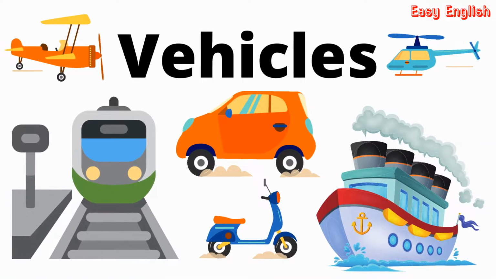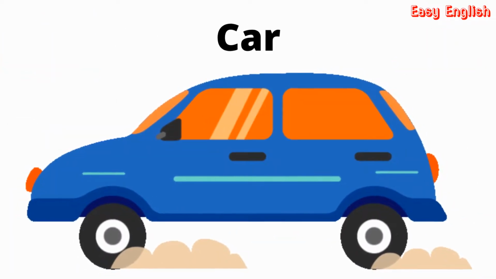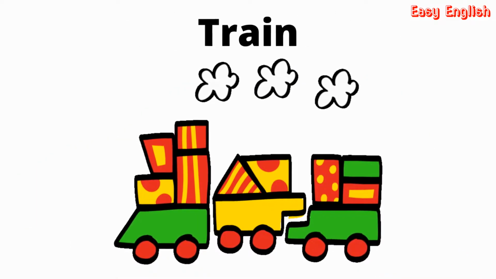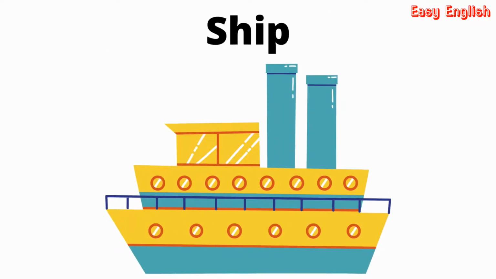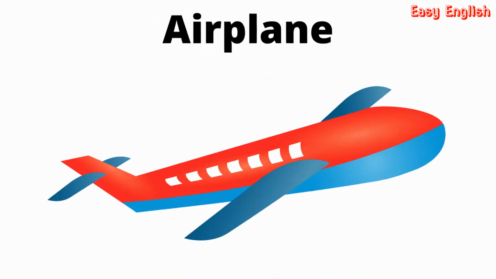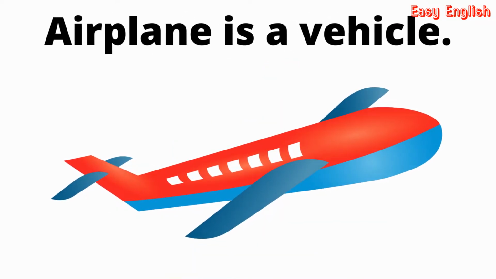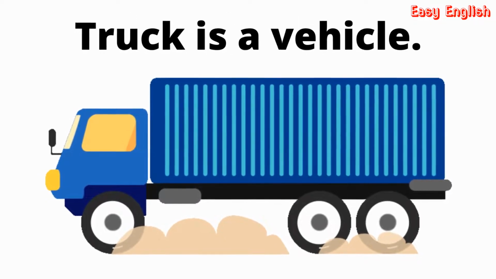Vehicles. Car. Car is a vehicle. Train. Train is a vehicle. Ship. Ship is a vehicle. Airplane. Airplane is a vehicle. Truck. Truck is a vehicle.